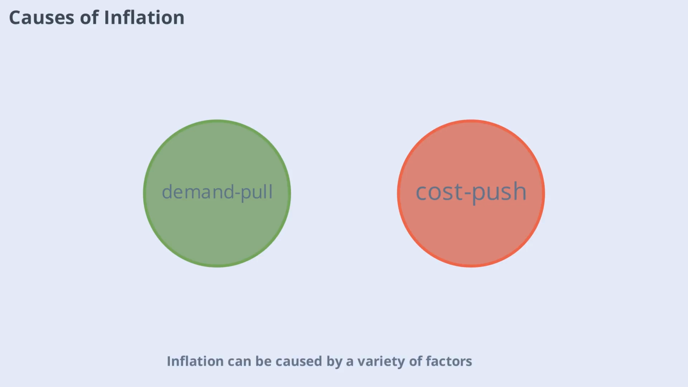Inflation can be caused by a variety of factors. One common cause is demand pull inflation, which happens when demand for goods and services exceeds supply. Another is cost push inflation, where rising production costs like wages or raw materials lead to higher prices. Sometimes inflation is influenced by monetary policy, such as when central banks print more money. Each cause has different implications for how inflation is managed and controlled.